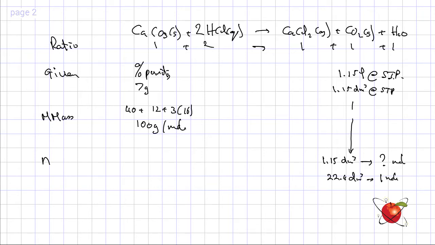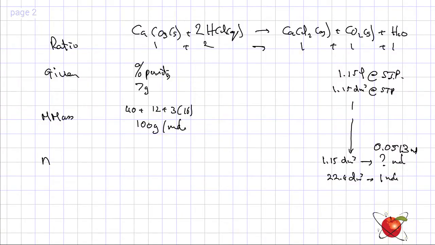It's 0.0513 moles, right? Can you see that? So let's have a look. We say, right, it's 1.15 divided by 22.4. Can you see that? It's 1.15 over 22.4 gives us moles, right? Which is that figure over there.